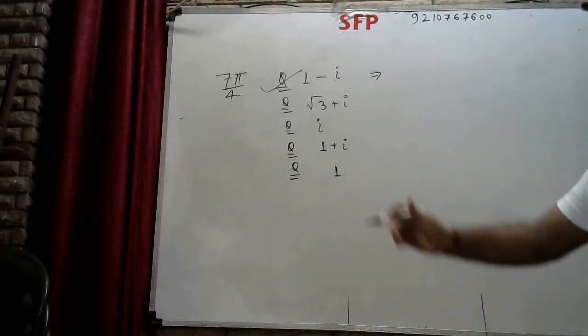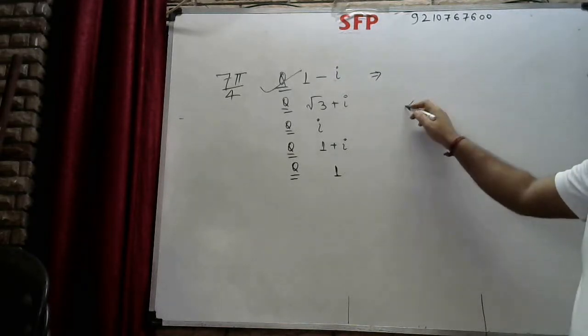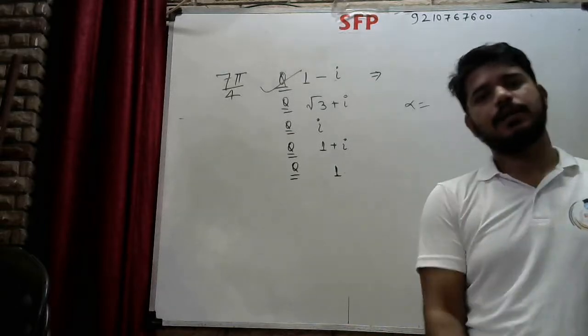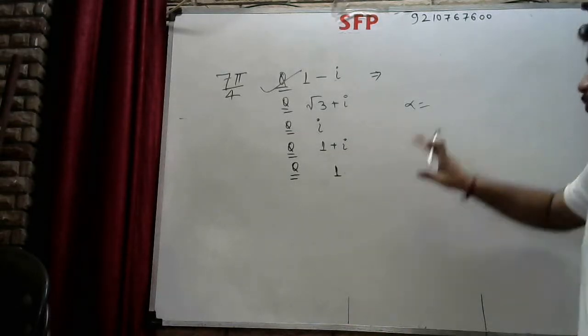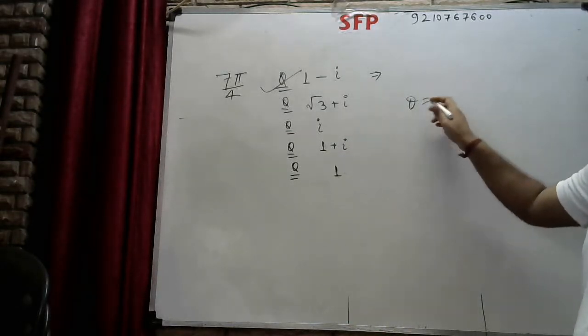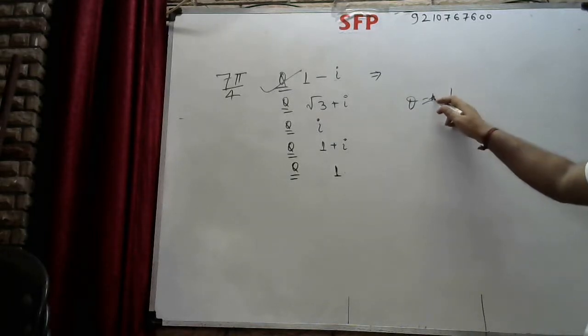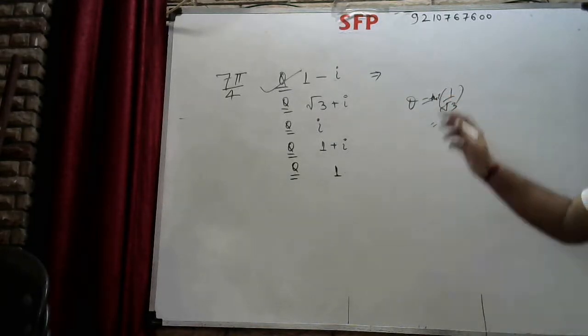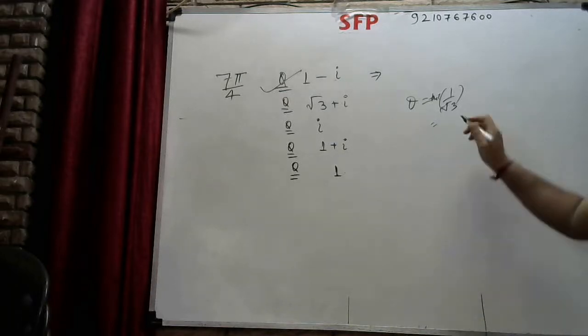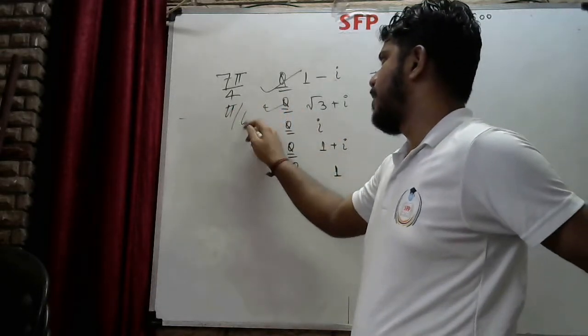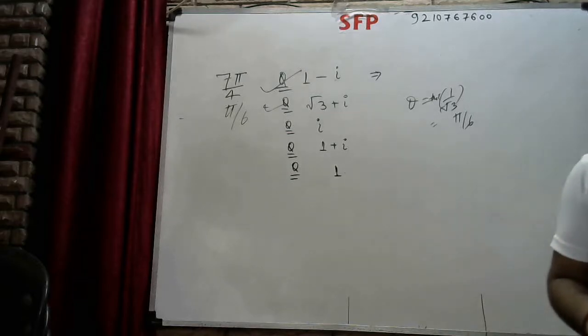So second question, it is root 3 plus iota. This is in the first quadrant, and in the first quadrant theta is equal to alpha. No need to find theta separately. This is nothing but tan inverse 1 by root 3, and tan inverse 1 by root 3 we know is pi by 6. So it has argument of pi by 6. Fine.